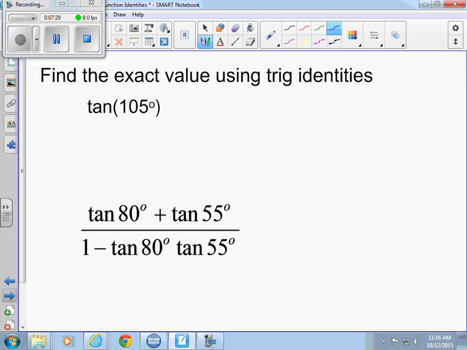Okay, so how do we find the exact value of tangent of 105? You gotta do it. What are we going to split it up? 45. 30, and I like 45 and 60. Does 45 and 60 work? Yes. Maybe. Maybe.